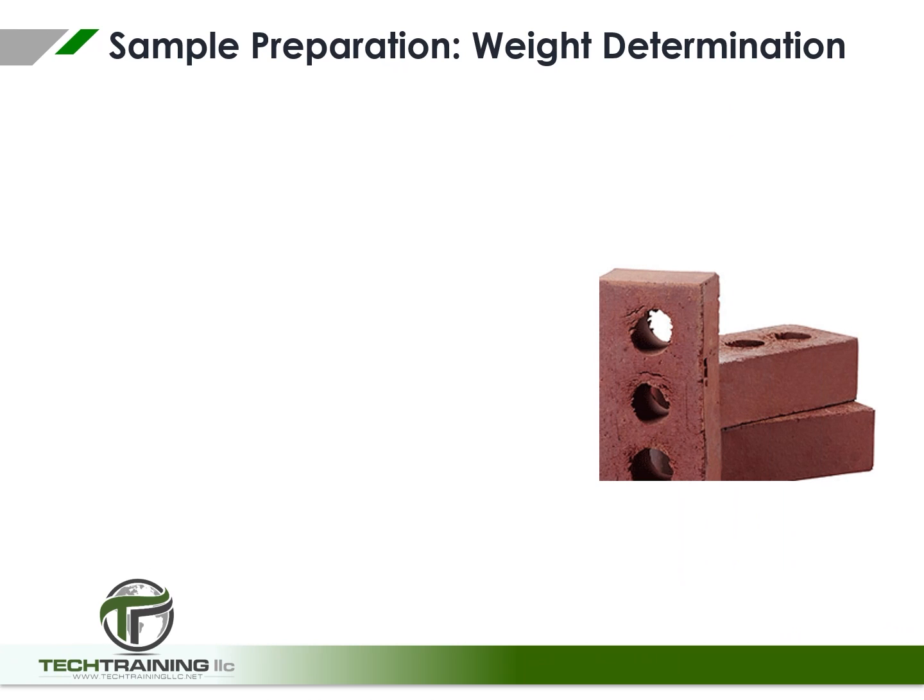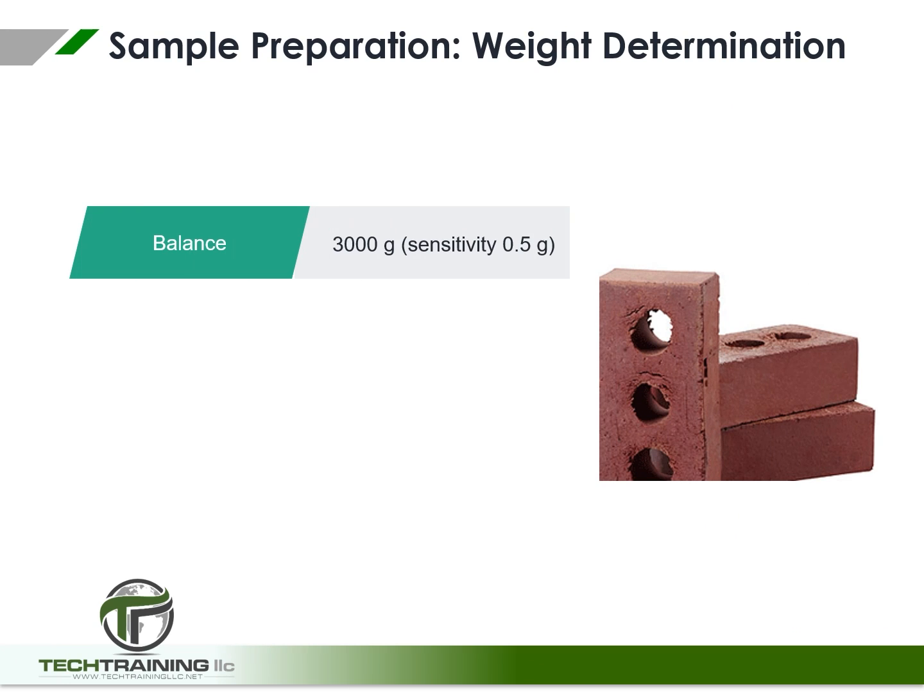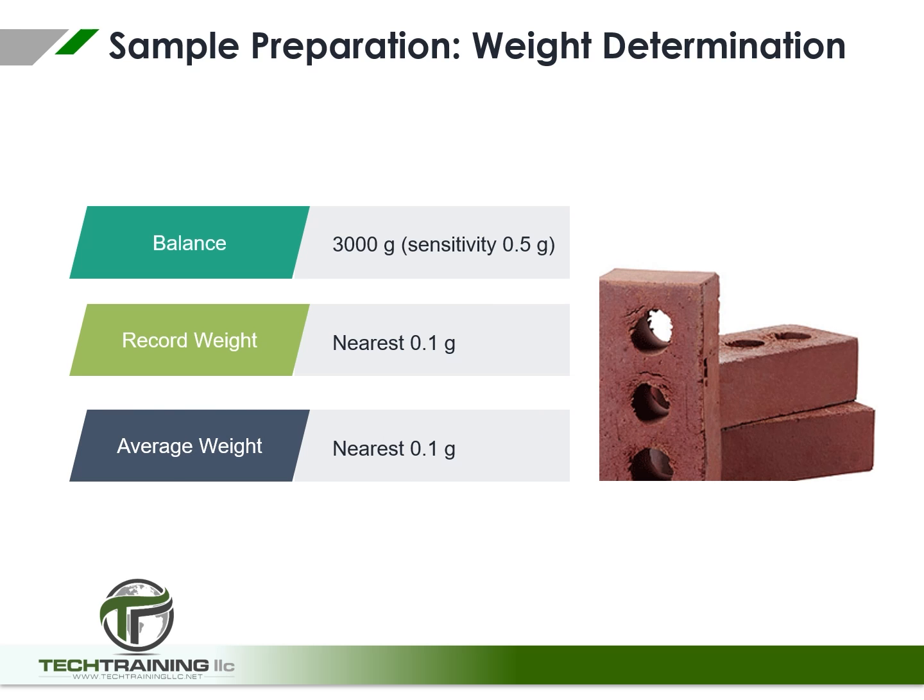Weigh 5 full-size dry specimens. Use a balance with a minimum capacity of 3,000 grams and sensitive to 0.5 grams. Report the results separately for each specimen to the nearest 0.1 grams, with the average of all specimens to the nearest 0.1 grams.